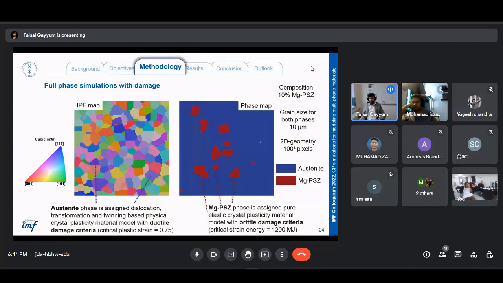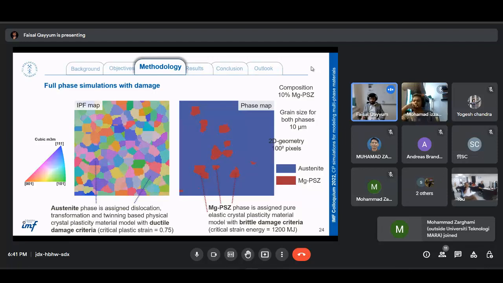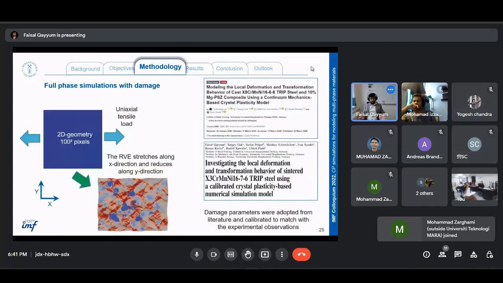In this case as well, it is austenite and zirconia particles. The austenite was assigned a dislocation and transformation based crystal plasticity material model with ductile damage criteria, and the zirconia particles were assigned a damage criterion based on the critical strain energy. What we do is we apply a tensile load, and the RVE extends along the x direction and reduces along the y direction.